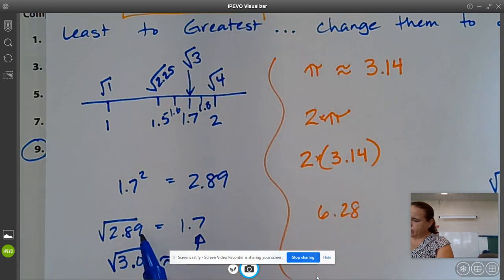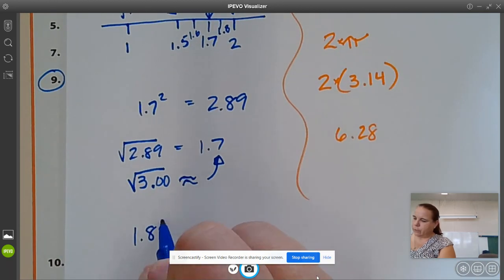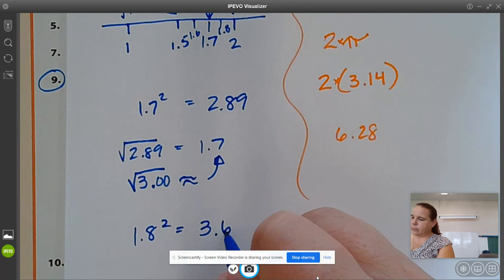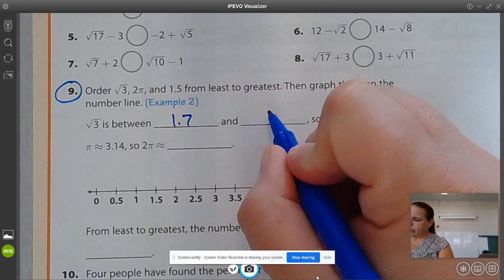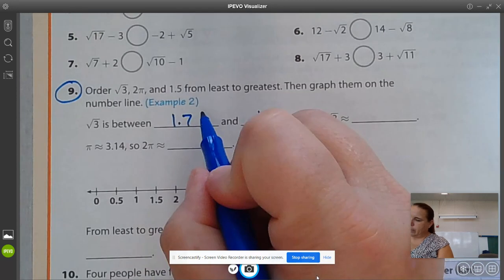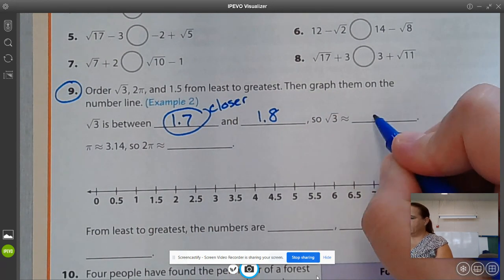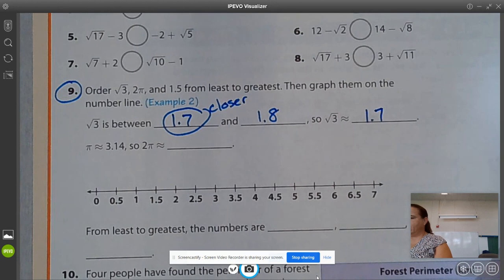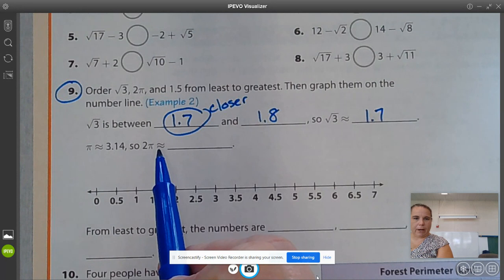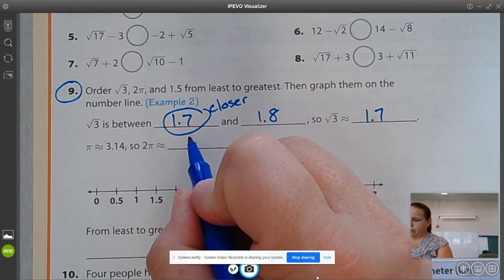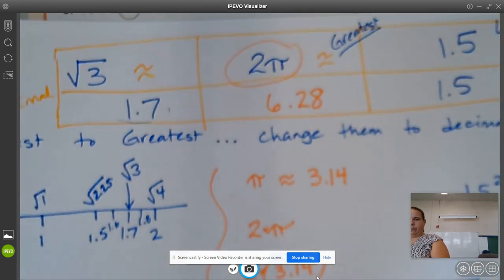So it's a little bit more than 1.7, but when we have done 1.8 squared, that is 3.64. And so it's too much for that, right? So this is between 1.7 and 1.8, but it is closer to 1.7. So the square root of 3 is about 1.7, right? And we know pi is 3.14, so 2 pi is approximately, and we figured that out, 6.28. Okay, so that's all information that we're getting from here.